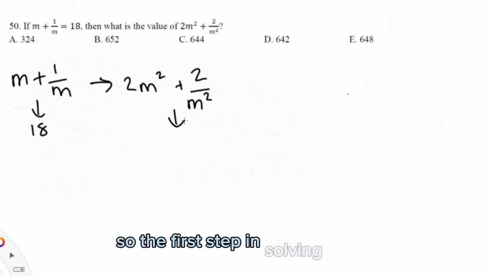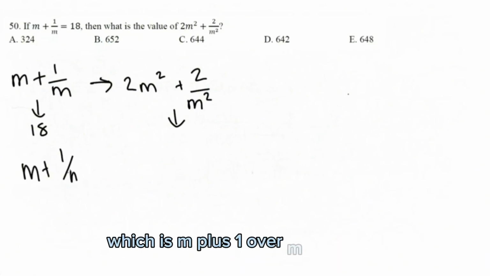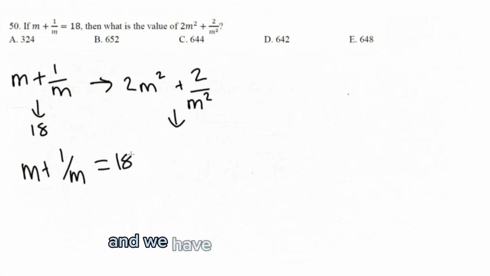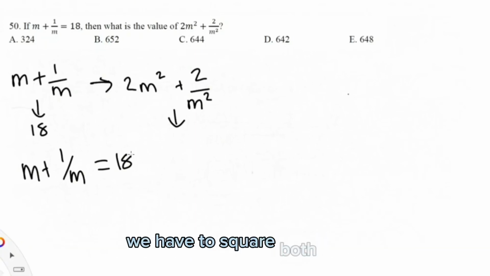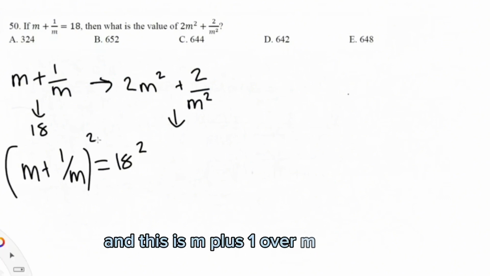The first step in solving this is we have to take this equation, m plus 1 over m equals 18, and we have to square it. However, we can't just square one side of the equation. We have to square both sides. So this is 18 squared, and this is (m plus 1 over m) squared.